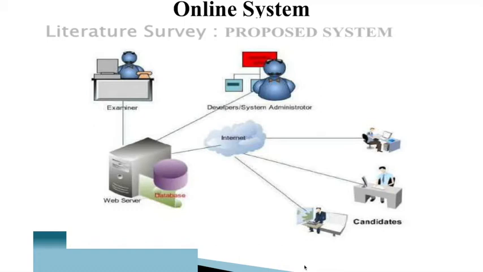So what we see exactly in this picture, there are five important elements which are considered crucial for conducting any online examination. The first one is developer or system administrator. The second one, which is web server or database. The third and most important element is availability of internet. The fourth one is, of course, the candidates who have to appear for the examination. And the fifth one is the presence of examiner who monitors and keeps a check on the examination being taken.